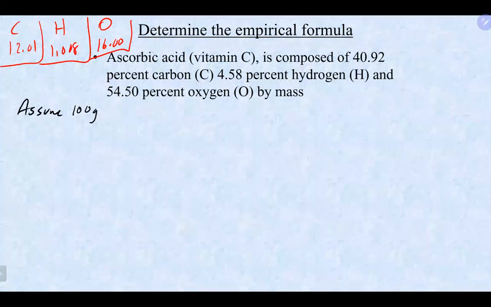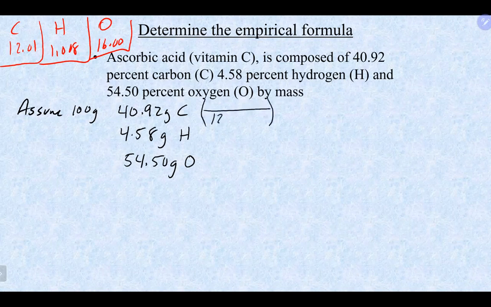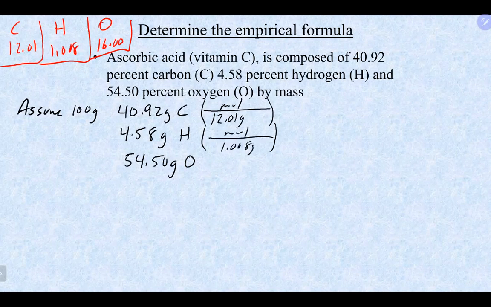So instead of 40.92% carbon, we would have 40.92 grams of carbon. We would then have 4.58 grams of hydrogen and 54.50 grams of oxygen. So we're basically just turning those into grams. The next thing we want to do is convert to moles. So we're going to go to the periodic table, get the molar mass for each of these elements. That's 12.01 grams per mole for carbon, 1.008 grams per mole for hydrogen, and lastly, 16 grams per mole for oxygen.